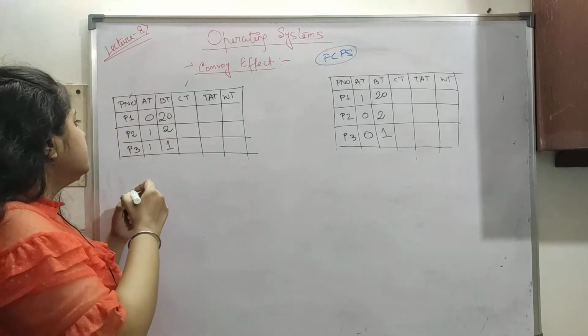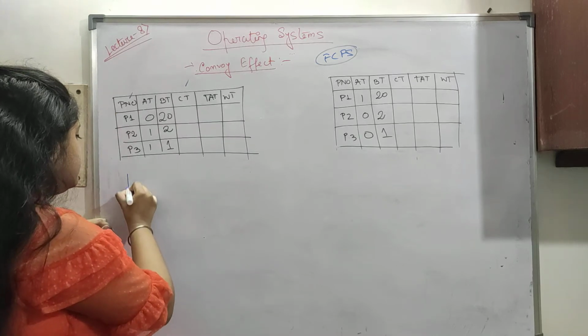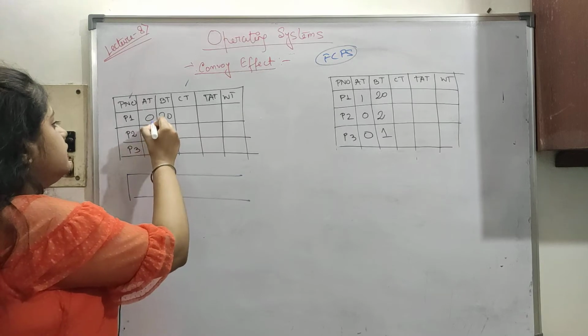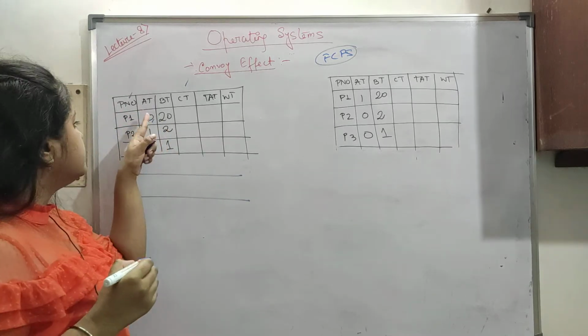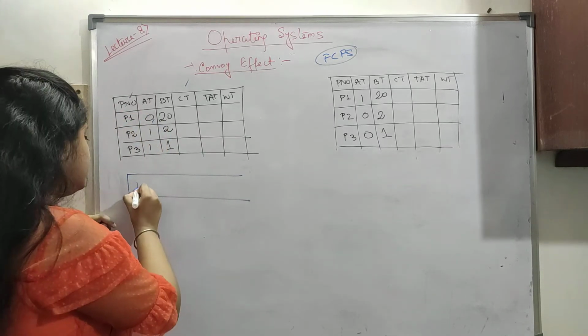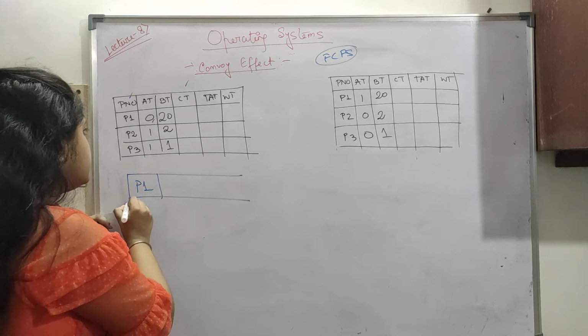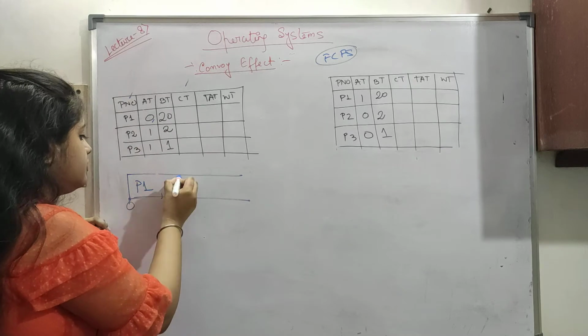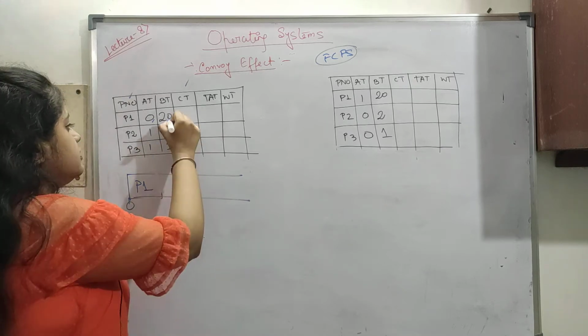Now we have to do the Gantt chart first. So here is our Gantt chart, and the least arrival time is 0. So 0 corresponds to P1, process number 1. It is 0 to 20, it is a lot of time, so let's say 20. So this one is done.